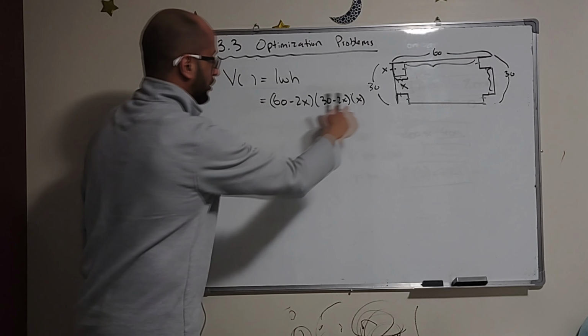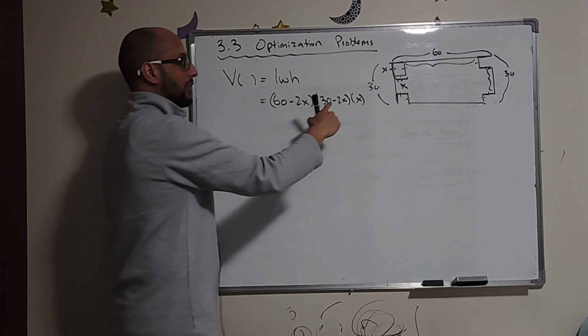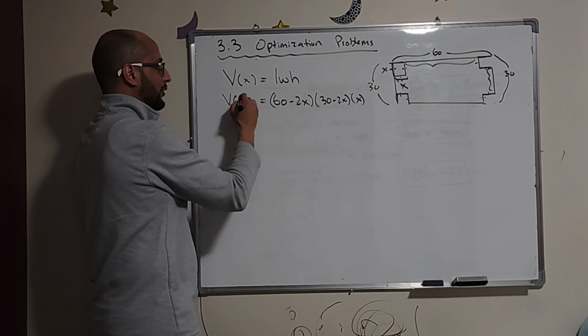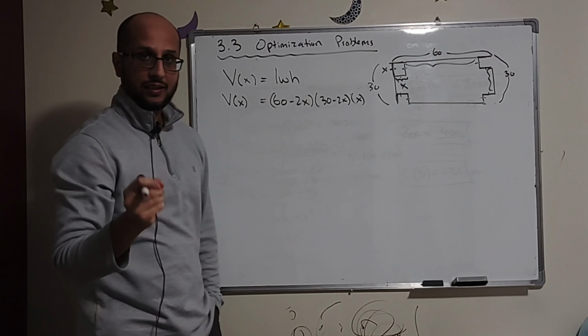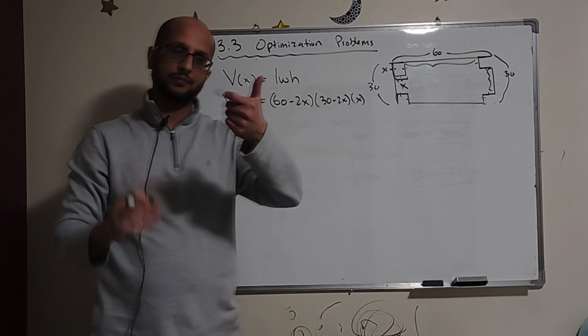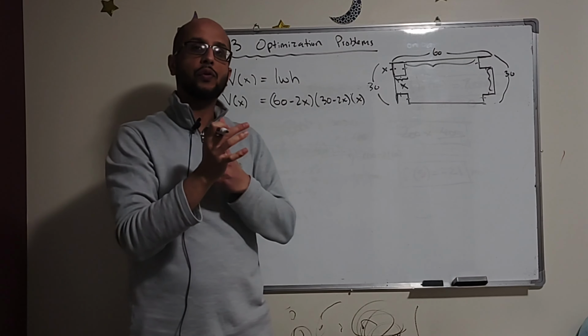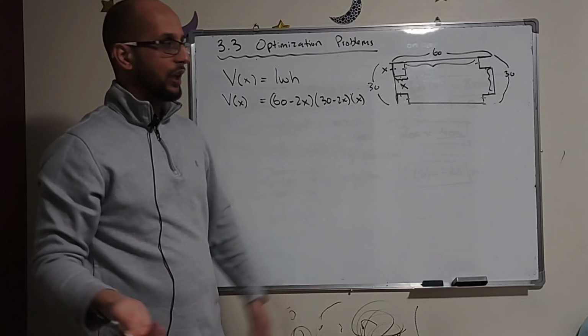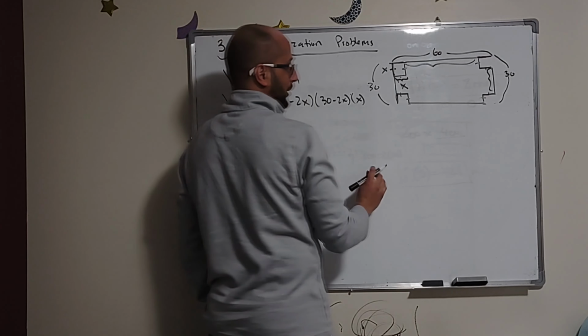So we have our equation: 60 minus 2x times 30 minus 2x multiplied by x. And therefore, we have the volume with respect to x is 60 minus 2x times 30 minus 2x multiplied by x. And we can start our process. Once again, find the derivative, set it equal to 0, solve for x, compare it to the extreme values. Let's understand what those extreme values would be.